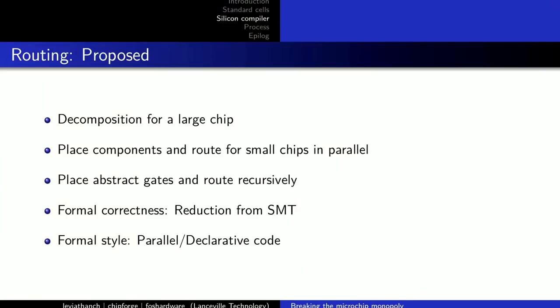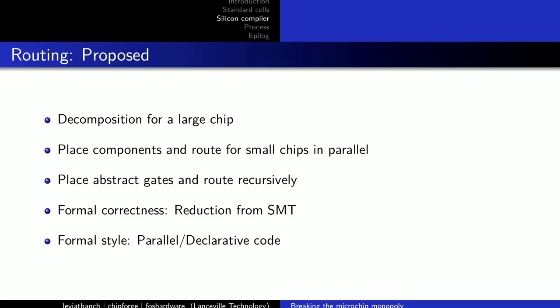What we propose is to not place and route a large chip, but to decompose the large chip into much smaller units, like a component hierarchy or a subcell hierarchy, and then place and route the small chips at the same time, and then reuse the small units in larger units. So you get an evaluation tree you can work on and compile just the components you need.